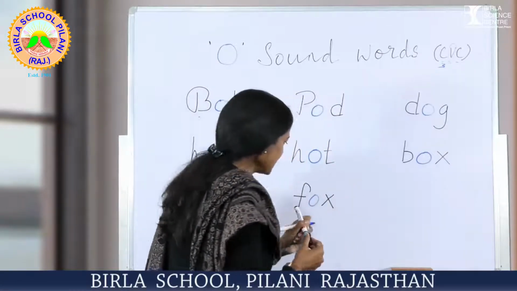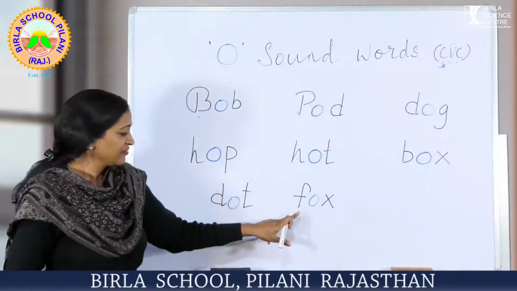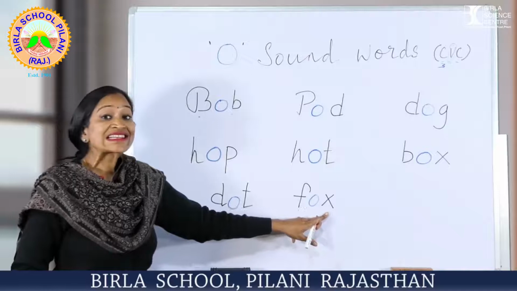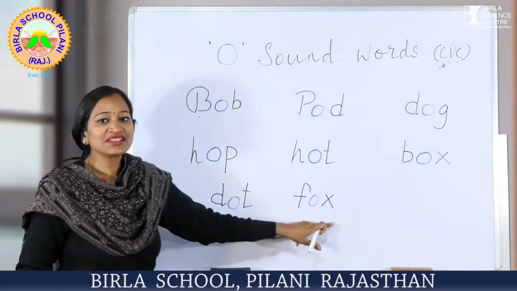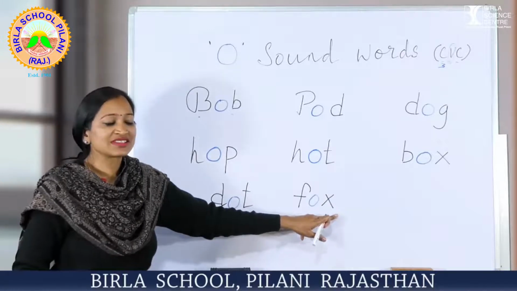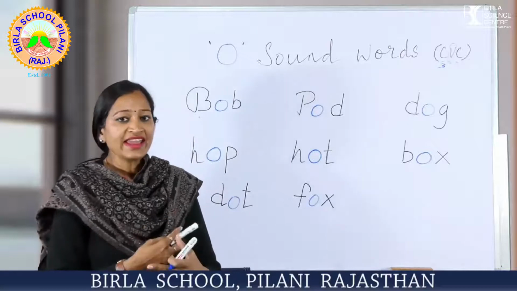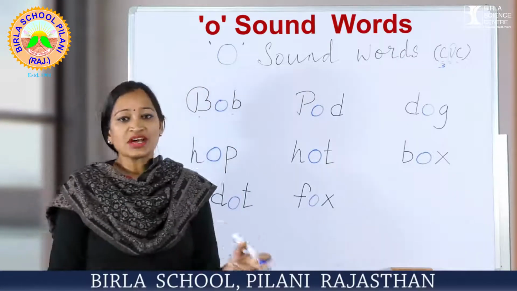So this is my next word. What is the phonic sound of F? You all know. F, O, X. Fox. What does it become? F, O, X, Fox. This is how we read CVC words. And here we have covered O sound words.